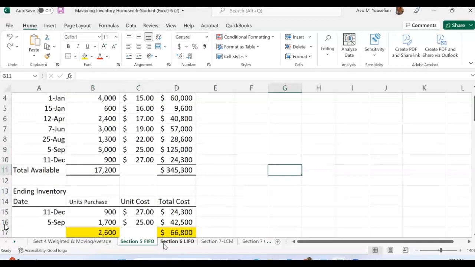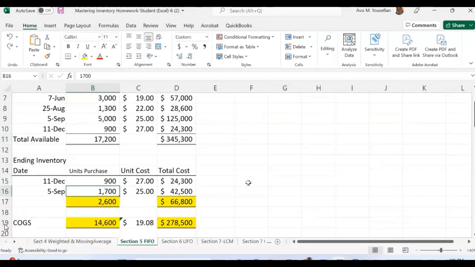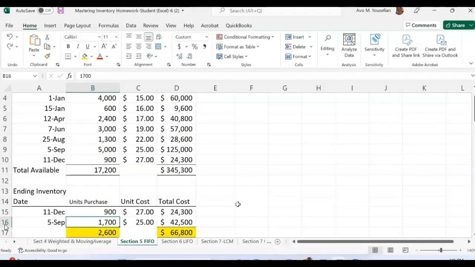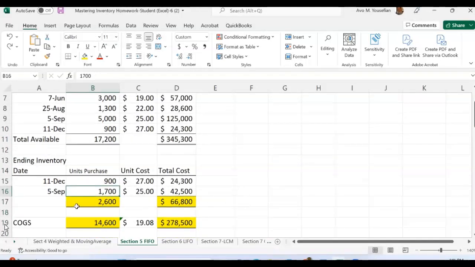So here you go to 2,600, that's 1,700. Instead of typing, you say you know that you did a physical count and you have 2,600 left. So you have to type that. So if you type this, you know it's 2,600 left.